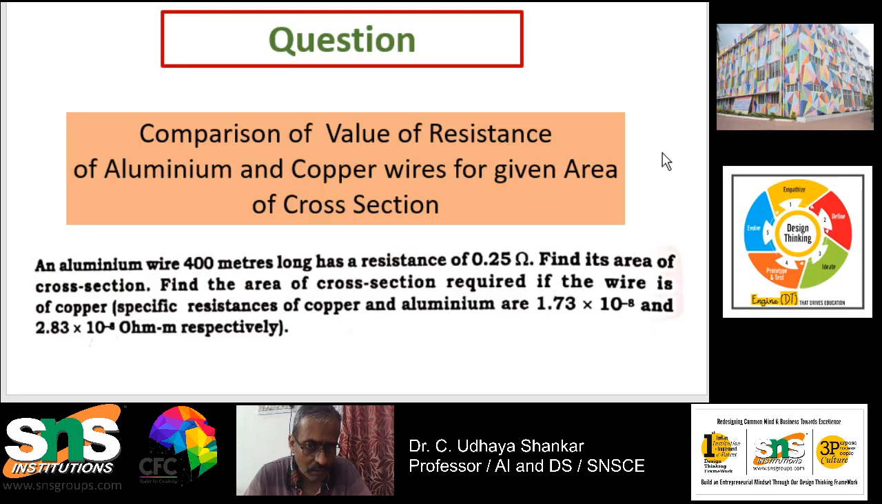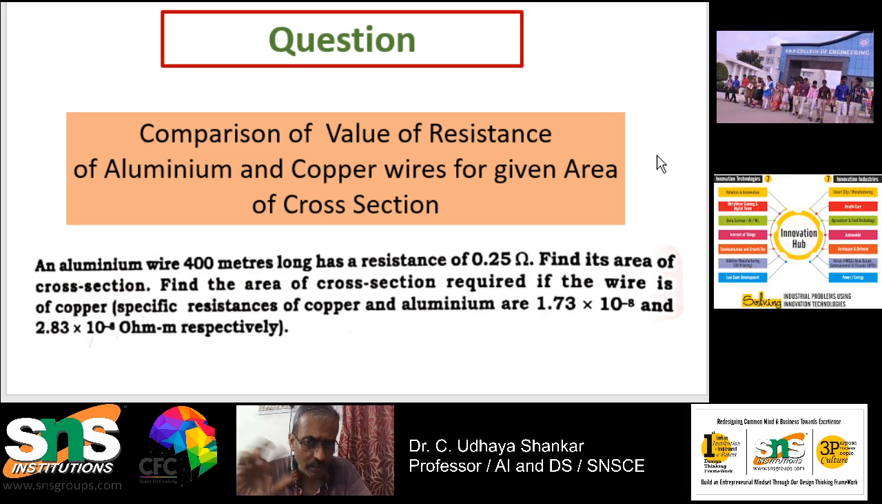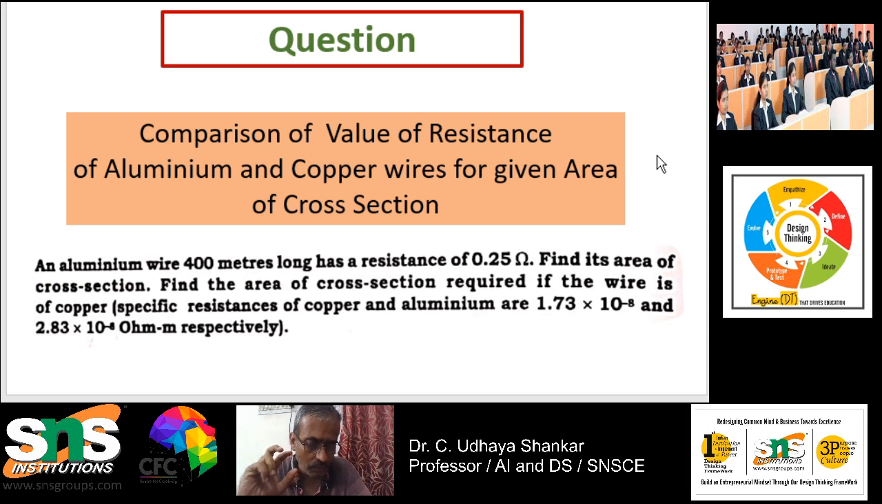So the question is, I want to compare the value of resistance of aluminum and copper wires for a given area of cross section. For example, if the value of resistance has been given and I find the area, how does it vary? For a certain value of resistance, how is the area of the copper and aluminum wire going to vary? This is what my question is all about.